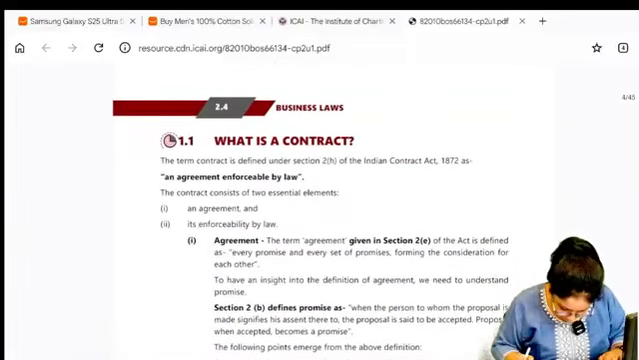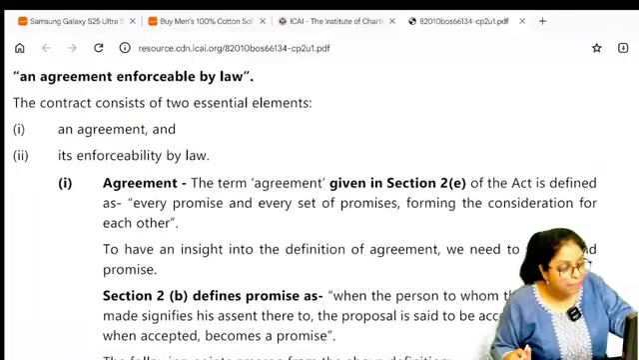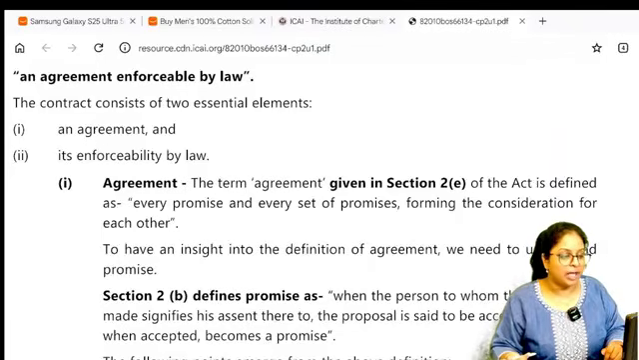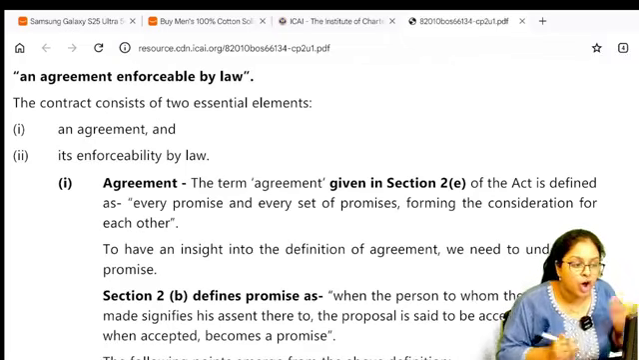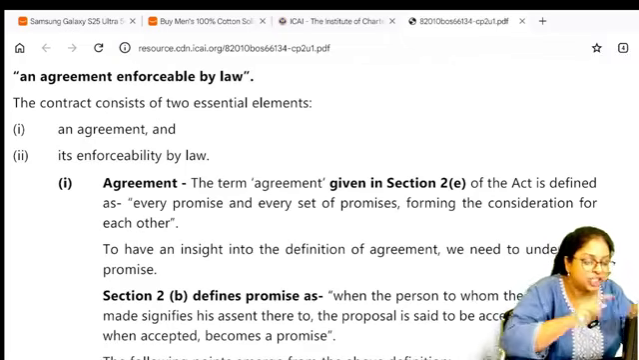Where have they given the definition of agreement? Look. Agreement is defined as every promise or every set of promises forming consideration to each other. Promise is what? Offer plus acceptance is a promise.